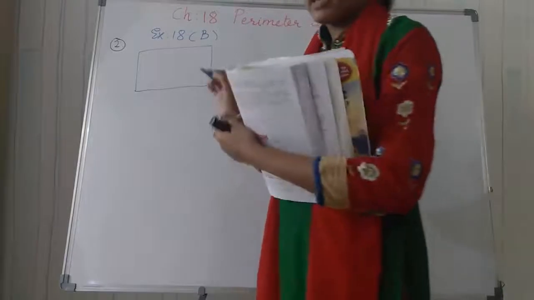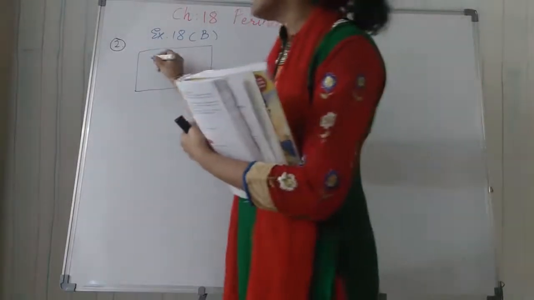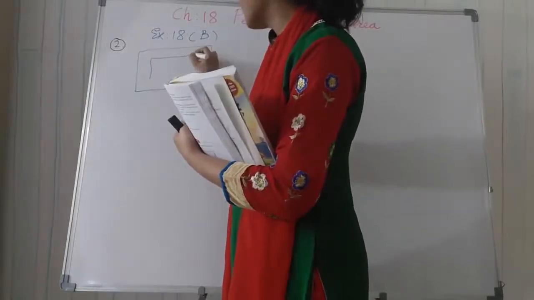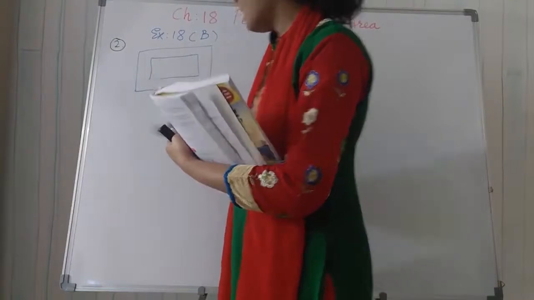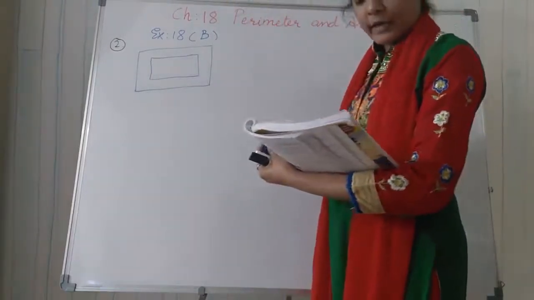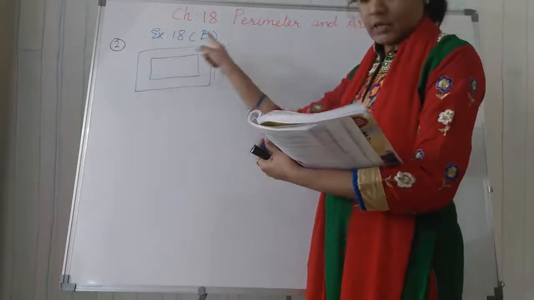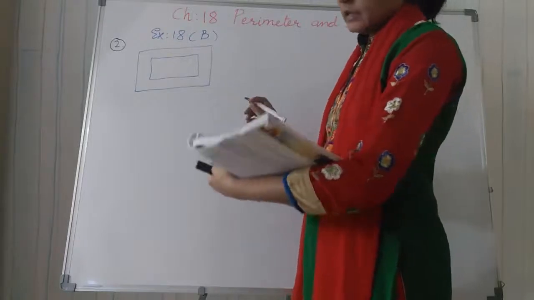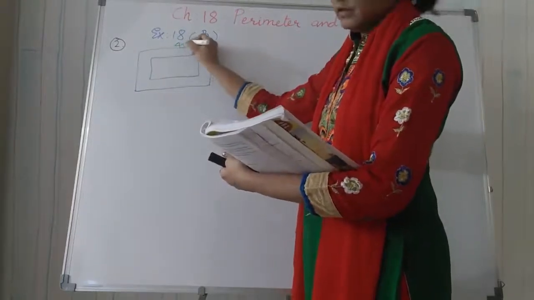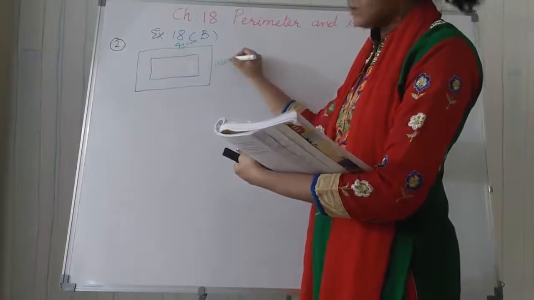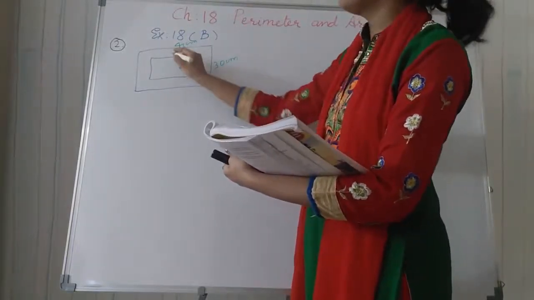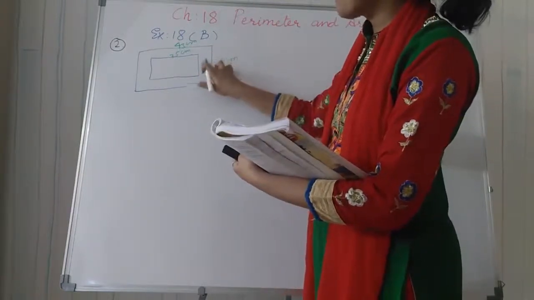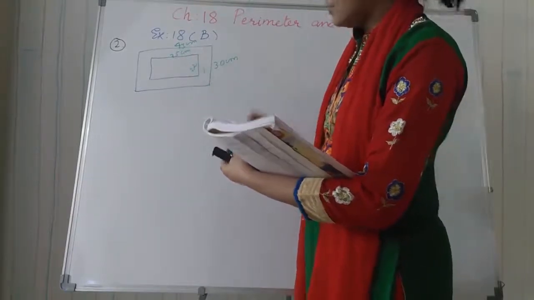This is the frame I have first drawn, and there is a photograph here which is mounted on the frame. Now we want to find the area of the border surrounding the photograph. So here we will write the measurements first. The external dimensions are 45 centimeters and 30 centimeters, and this is the photograph, which is 35 centimeters and 22 centimeters.